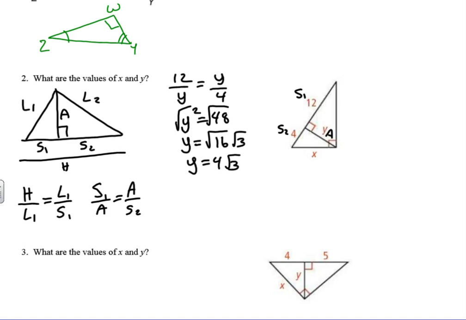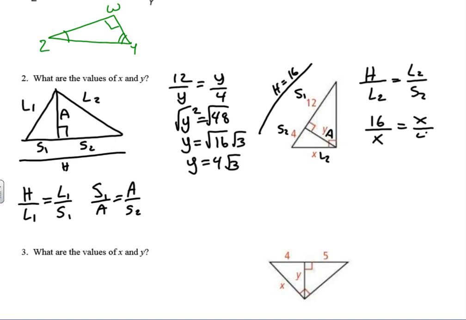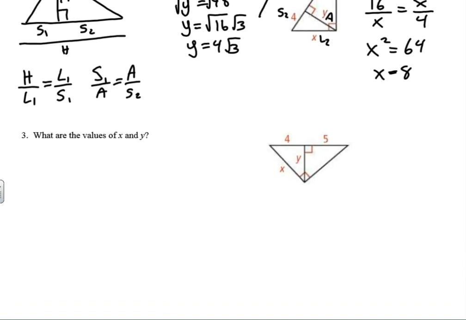All right, x is leg 2. So that's going to be our hill. Now, in order to do the hill, I need the whole hypotenuse, which is going to equal 16. So again, hills, it's hypotenuse over leg 2, side 2. So it would be 16 over x equals x over 4. So we do the cross product property, x squared equals 64, take the square root, and again, we're only taking the positive square root because we have a distance, and so x is 8.